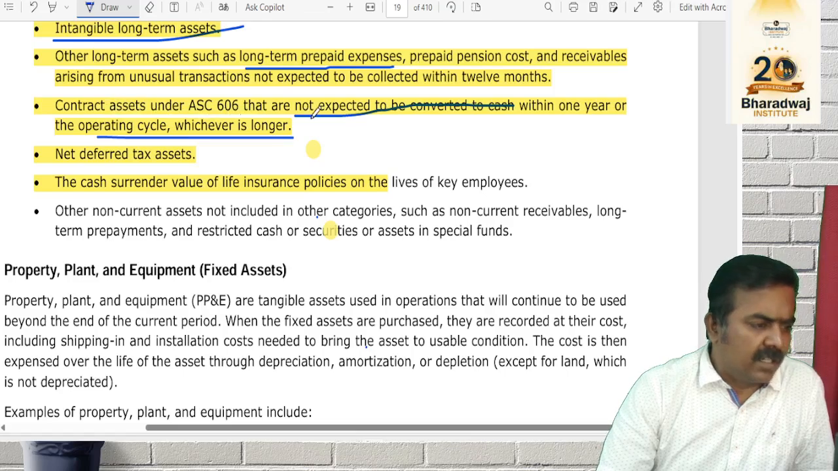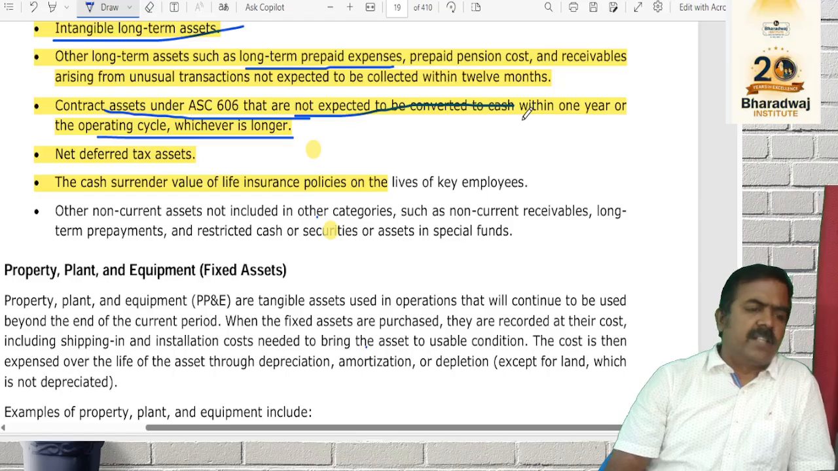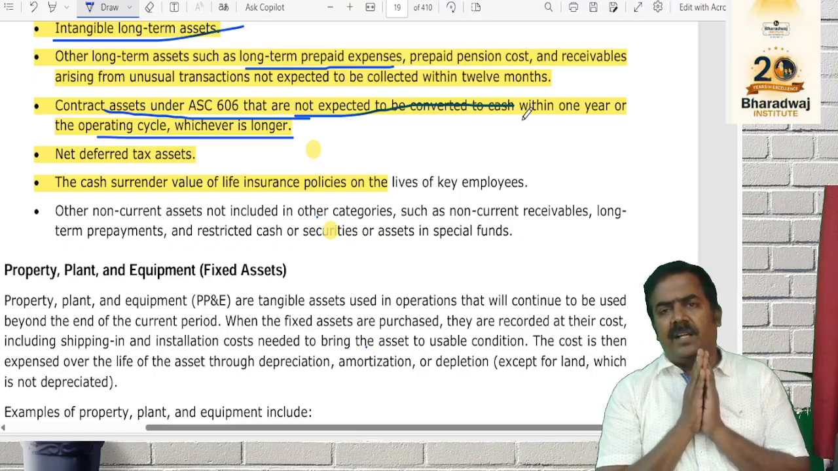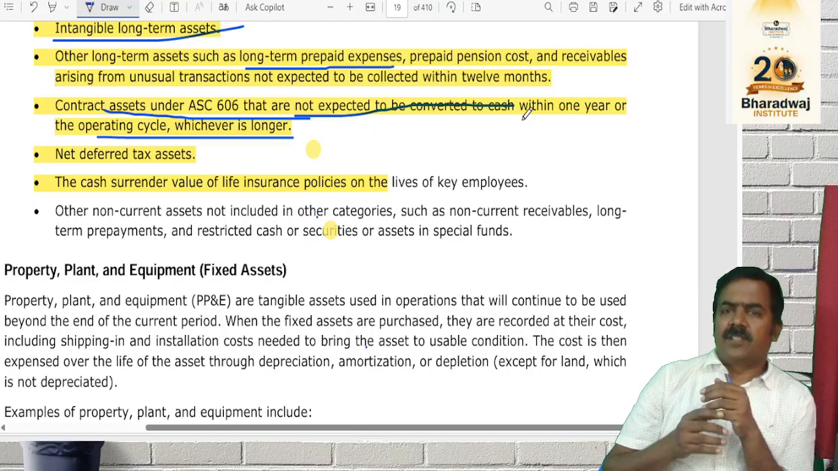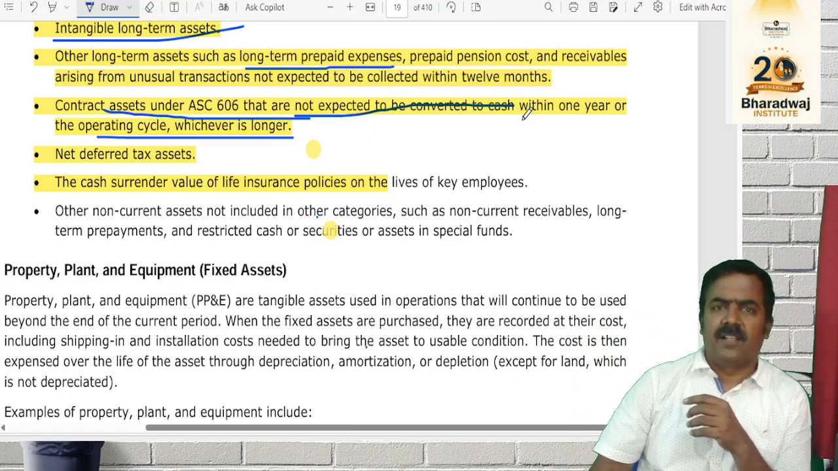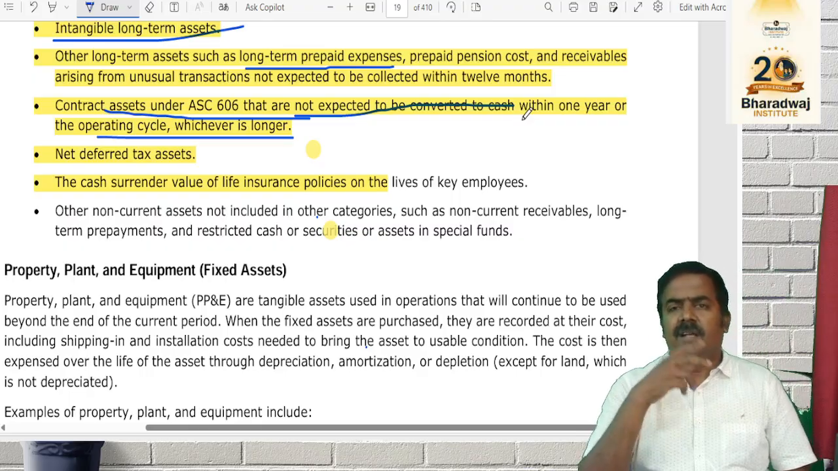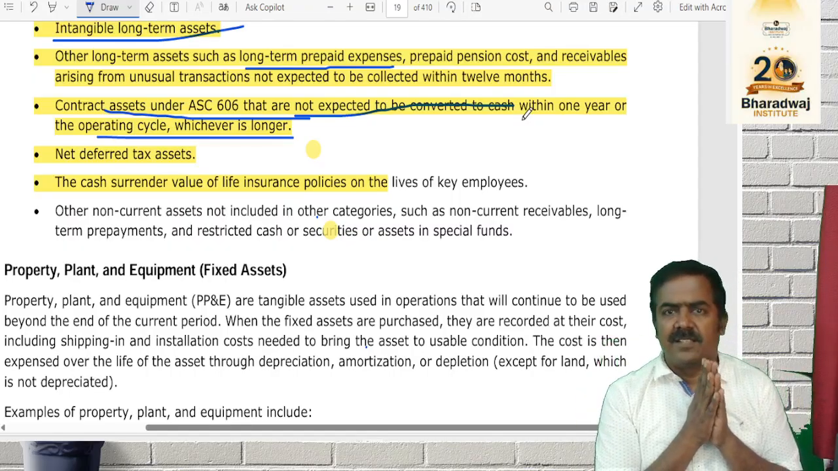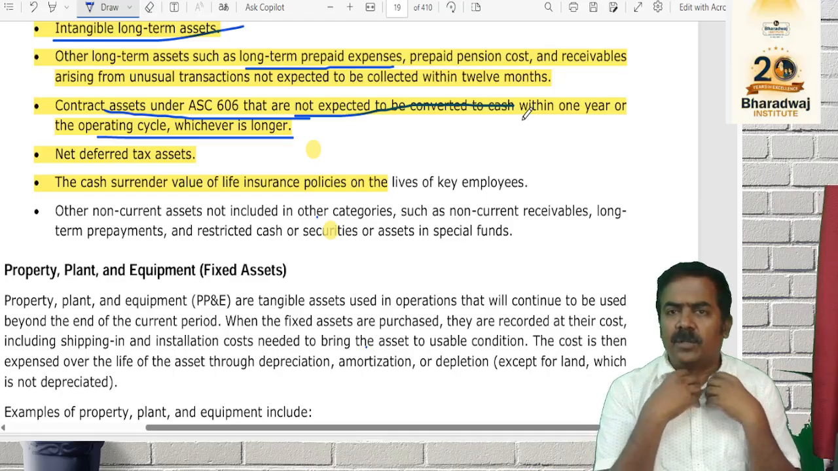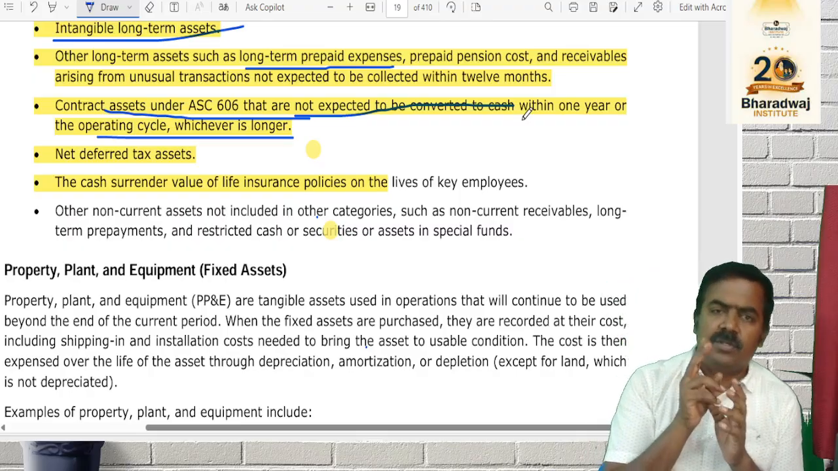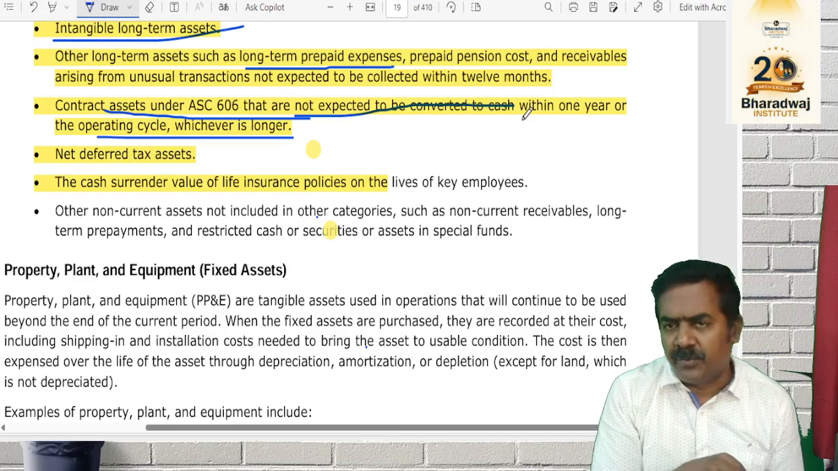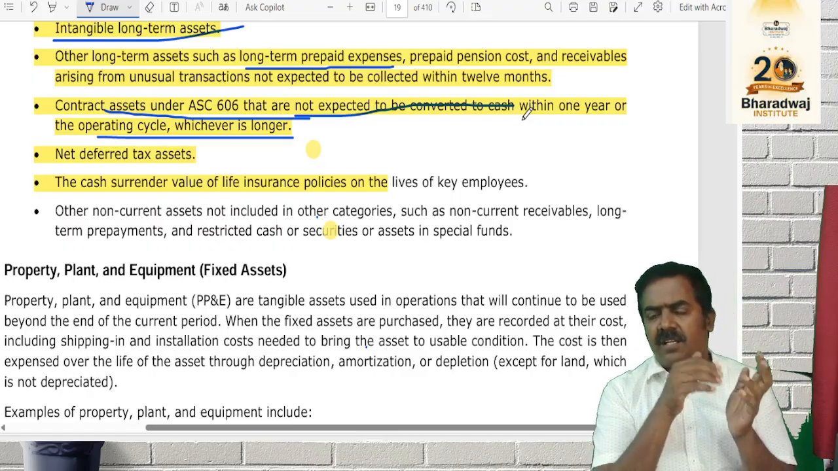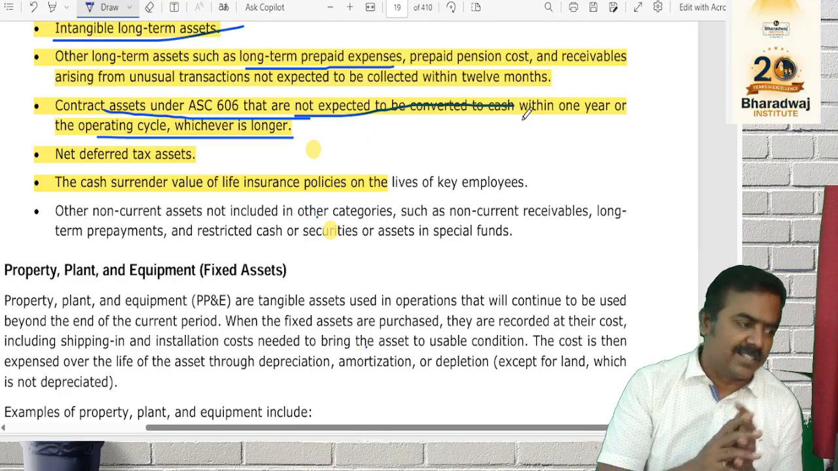Contract assets that are not expected to be converted into cash within 1 year or one operating cycle, whichever is longer. Example, I sold a stock to you and I told you to pay the money in installments like 3 months, 6 months, 12 months, 24 months. Installments that are repayable by you beyond one operating cycle are not called what? Current asset. For example, I sold my regular product to you for, let us assume, 2 million. I told you to pay 50% now, 50% after 1 year with interest. That remaining 50%, I cannot call it a current asset.